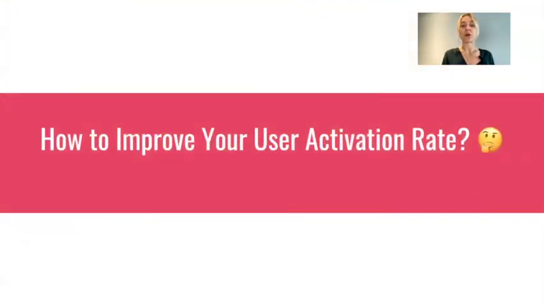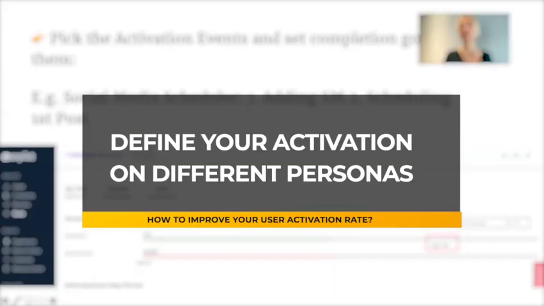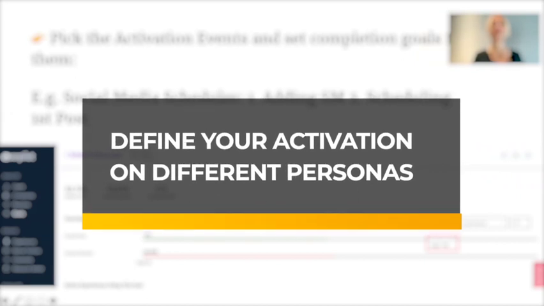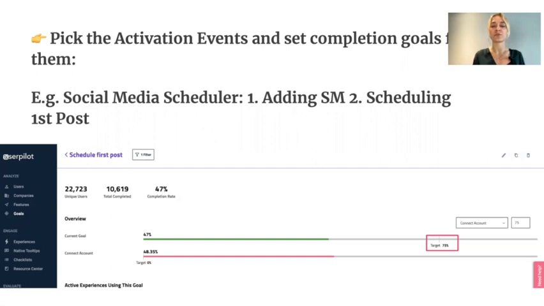Right, so now that we got to this point, how can you improve your activation rate? Right, so first of all, define your activation for the different personas and user segments that are really important for you. So for instance, the ones that contribute most to your MRR. Pick the activation events, right, and set completion goals for them. For instance, if you're using a tool like UserPilot, you can easily define the goals of certain activity.